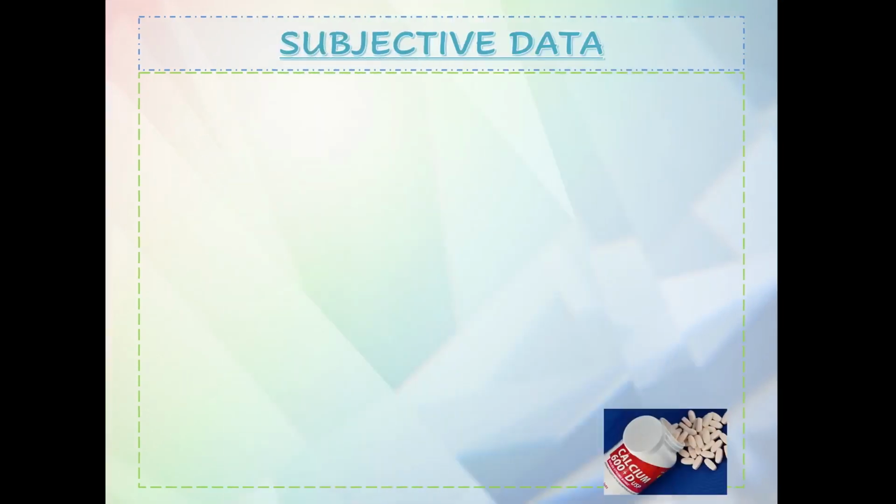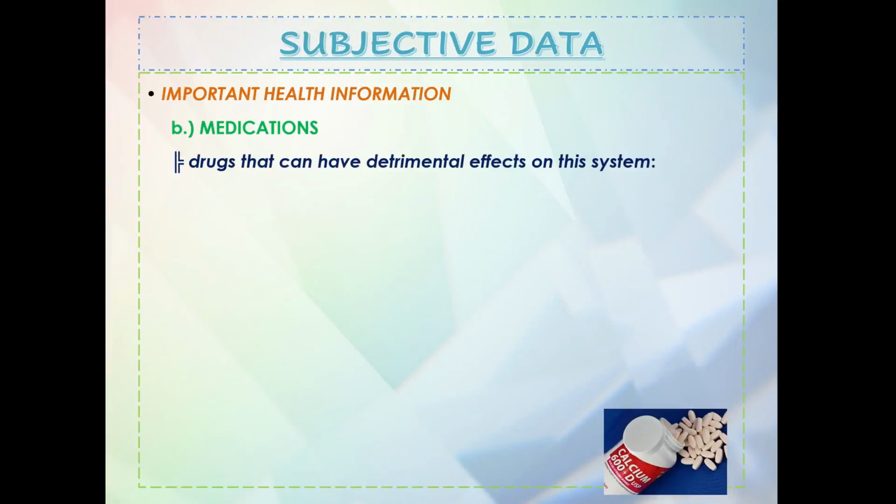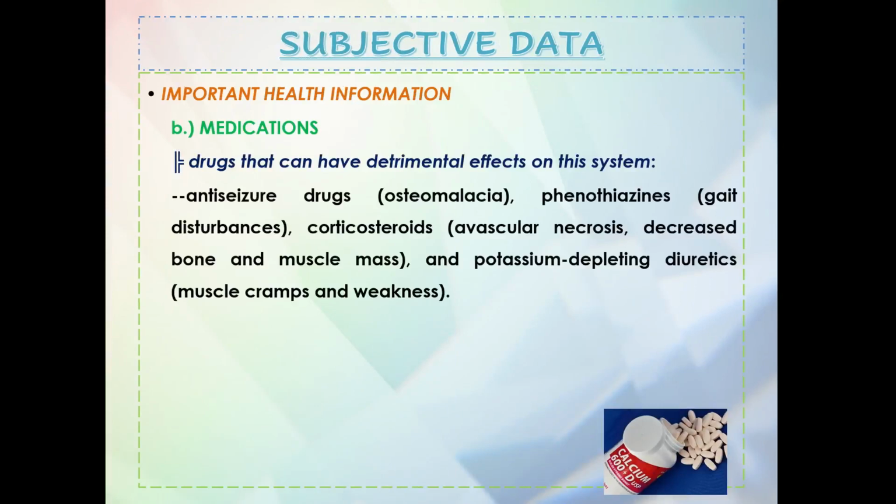So let's continue. Still, when it comes to medications, the drugs that can have detrimental effects on your musculoskeletal system include anti-seizure drugs, which may cause osteomalacia; phenothiazines, which may affect your ability to walk properly, pwede kang magkaroon ng gait disturbances; corticosteroids, which can cause avascular necrosis and decrease bone and muscle mass; and then potassium-depleting diuretics, which can cause naman muscle cramps and weakness.